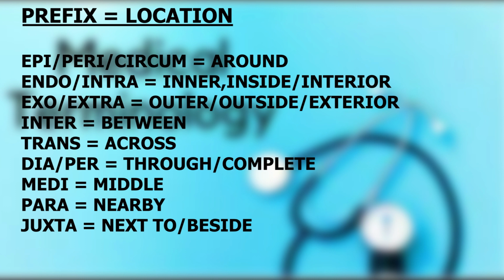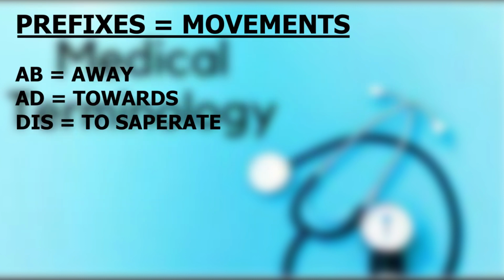With this one, you can think of transmembrane or transatlantic. It just means across. The other one is dia or per. That just means through or complete. With dia, you can think of diameter, and with per, you can think of perforate. It's something that goes through, so it just means going through something. The other one is medi or media, which just means in the middle. The next one is para, which means nearby. The next one is dis, which means to separate. So just think of displace. You're separating things out.